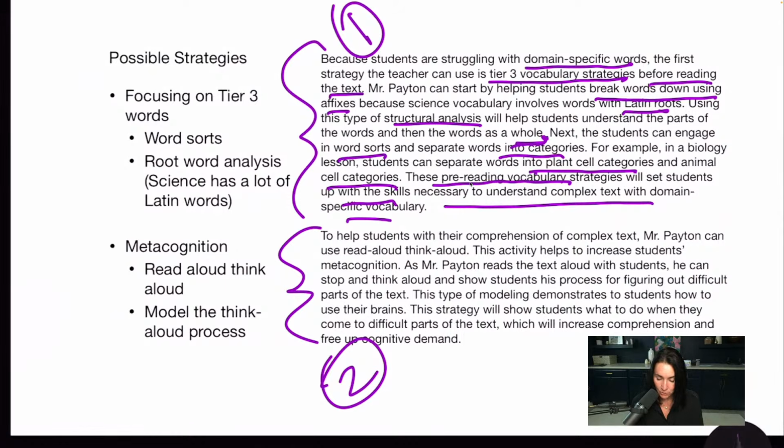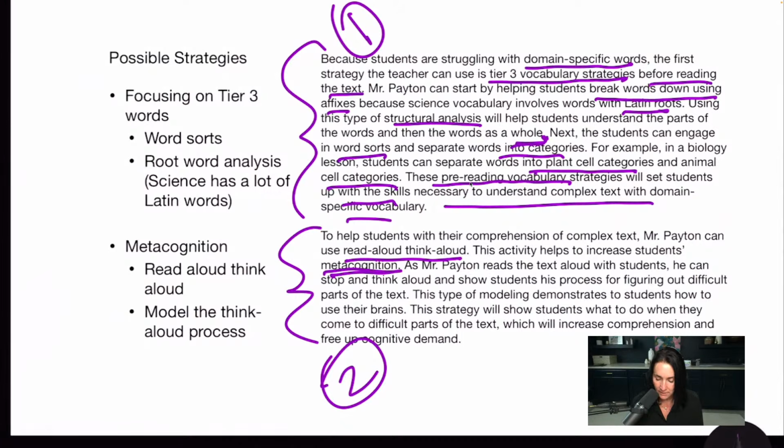So I say here, to help students with their comprehension of complex text, Mr. Payton can use, here's my strategy. Boom, read aloud, think aloud. And I have that in the book. I use that strategy all the time. I have a bunch of videos on it on YouTube. This activity helps to increase students' metacognition. Throw that word in there. Metacognition is how you learn to comprehend text. It's called thinking about your thinking.